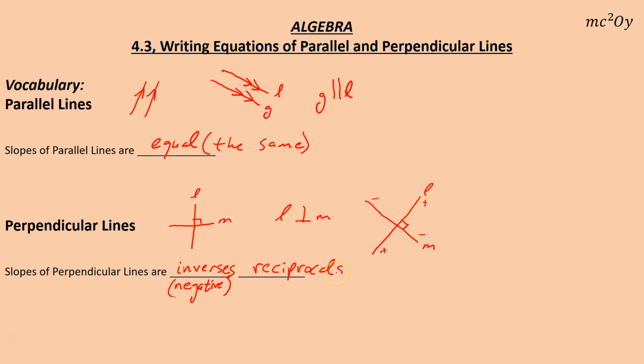If you can't remember what a reciprocal is, say I had a slope of 1/2, the reciprocal of 1/2 is 2 over 1. Or 3/4, it would be 4 over 3. So if I was looking for perpendicular, say if this was positive 1/2, this would have to be negative 2. If this was negative 3/4, this would be positive 4/3. They're inverse reciprocals of each other.